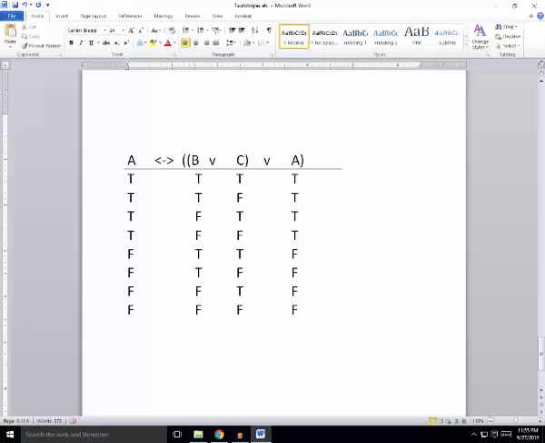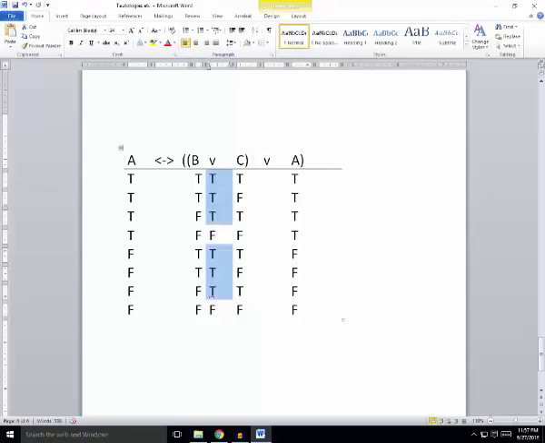And now we just proceed according to the rules of the operators and order of operations. We proceed to the smallest set of parentheses, and that's the B or C statement. And the rule there is that it's true as long as at least one is true. So the only time it's false is here on the 4th assignment. Oh, and on the 8th assignment. For the rest of these values, at least one side is true, and so that makes the statement true.